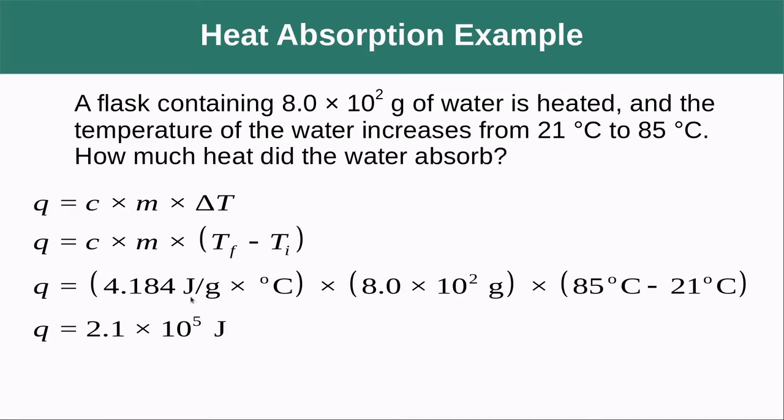Let's double check our units again. Here we've got joules per gram times degrees Celsius. We multiply that by grams. That cancels this grams here. We multiply that by degrees C. That cancels that guy down there in that denominator. The only thing we're left with is a numerator of joules.